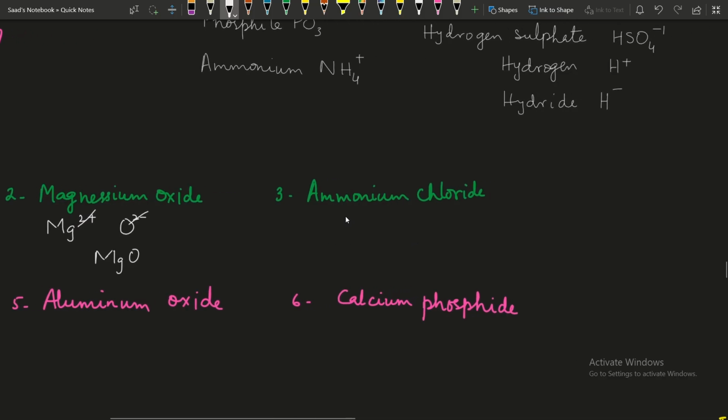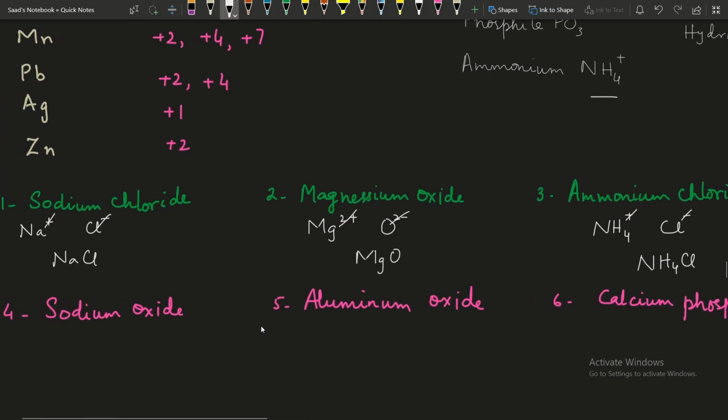And here you have ammonium ion. You can see the charge which is present on ammonium ion is NH4+, whereas chlorine has a charge of -1. Again, they will both balance each other. The formula of ammonium chloride would be NH4Cl.